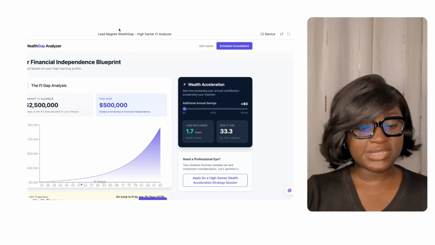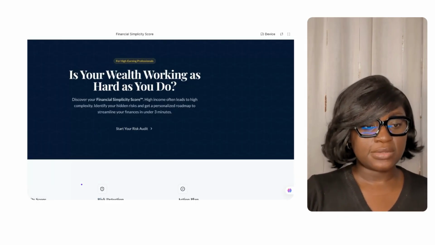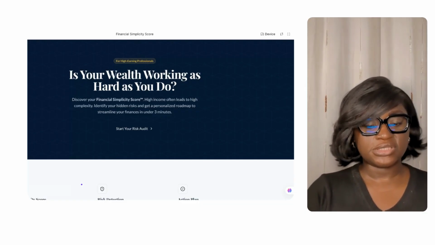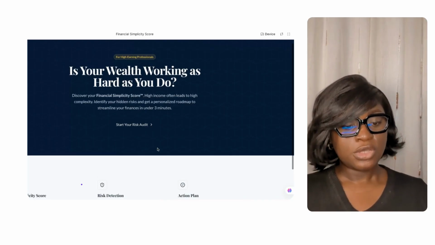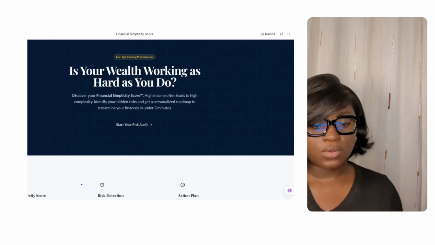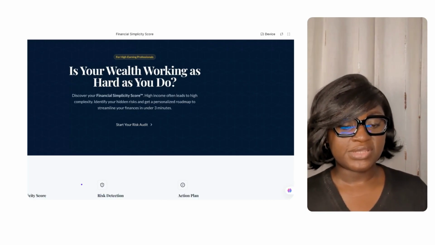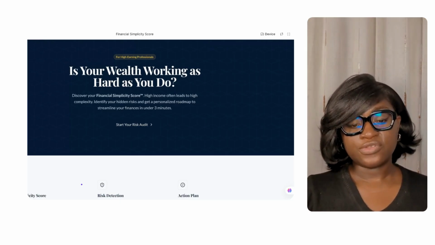Okay, so this lead magnet is a quiz, not a calculator or an assessor like the last one. We used the calculator the first time, we used an assessor the second time. This is a quiz. So, is your wealth working as hard as you do? Discover your financial simplicity score. High income often leads to high complexity. Identify your hidden risk and get a personalized roadmap to streamline your finances in under 3 minutes.